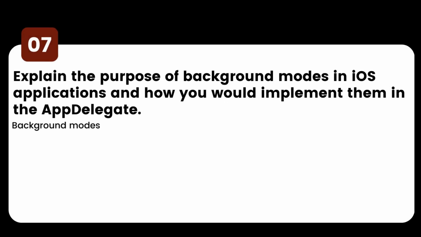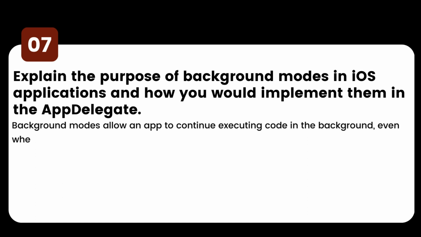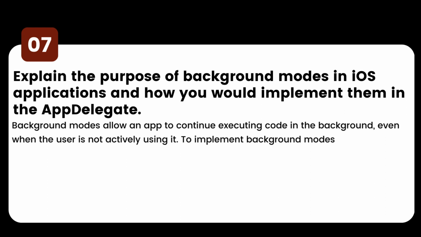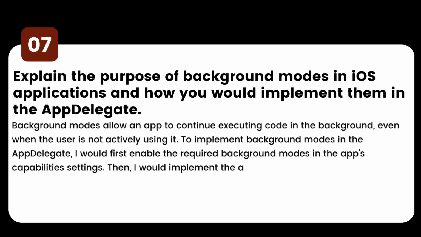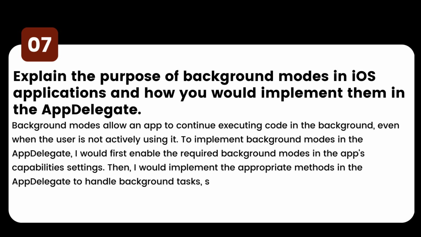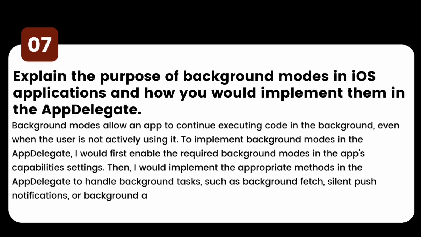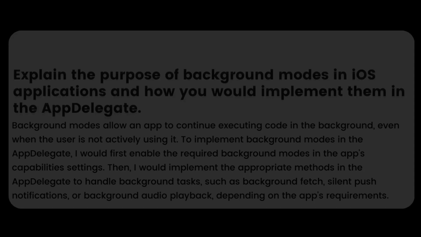Next, explain the purpose of background modes in iOS applications and how you would implement them in the app delegate. Background modes allow an app to continue executing code in the background even when the user is not actively using it. To implement background modes in the app delegate, I would first enable the required background modes in the app's capabilities settings. Then I would implement the appropriate methods in the app delegate to handle background tasks such as background fetch, silent push notifications, and background audio playback, depending on the application requirements.